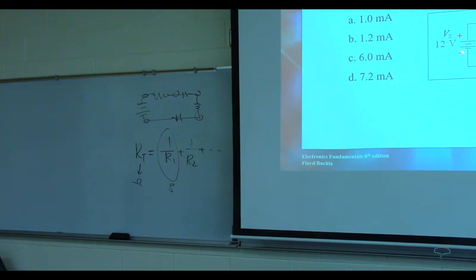Okay, look at this one. This current equals this current plus this current, right? What is this current? 12 divided by 10, which equals 1.2. This current equals 12 divided by 2, which equals 6. 6 plus 1.2 equals 7.2. Yes or no? Yes. Okay, I forgot you had to add it. Alright, next one.